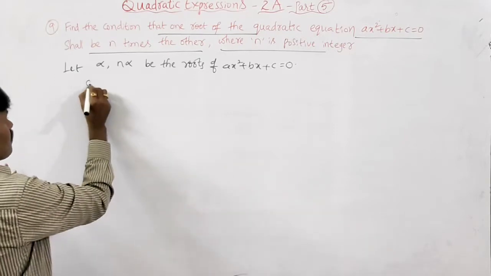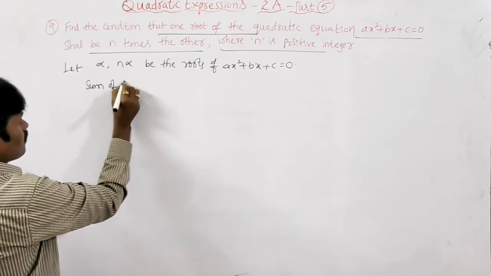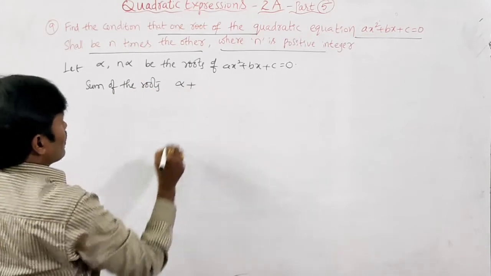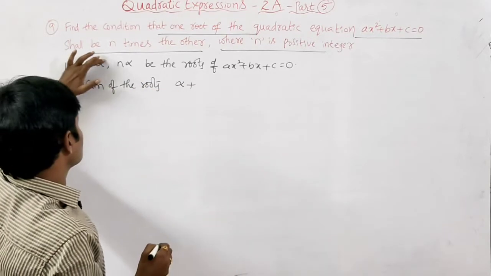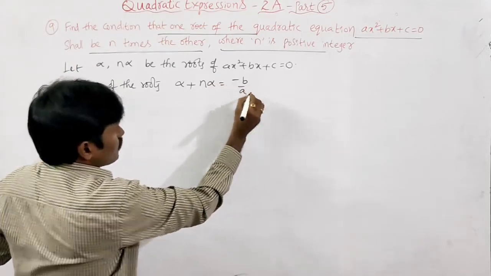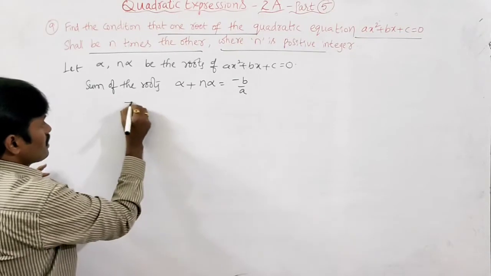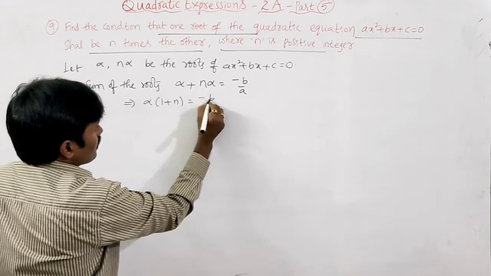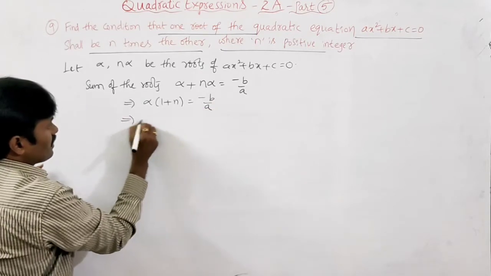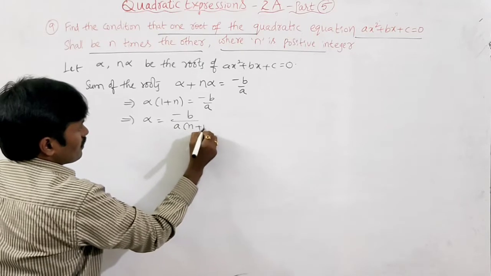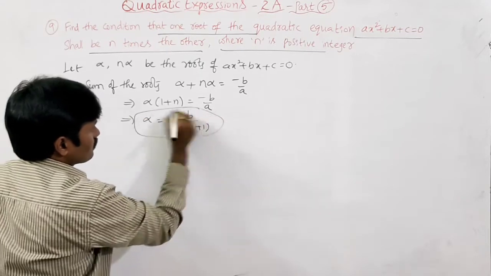As we know, the sum of the roots is equal to minus b by a. Here one root is alpha and the other root is n alpha. That means alpha times (1 plus n) is equal to minus b by a. From here I can write alpha is equal to minus b by a into (n plus 1). This is the value of alpha.